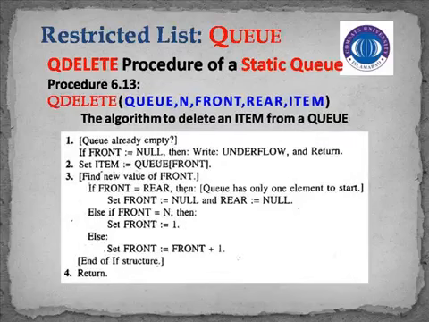Dear viewers, this slide describes the queue delete algorithm, which is invoked by the queue delete procedure call that contains as its parameters the name of the queue, the total size n of the queue, the front and rear pointers to maintain the locations of the queue, and the item to be deleted from the queue.